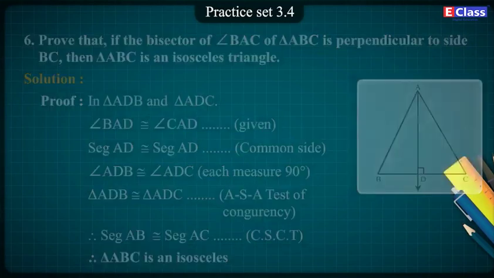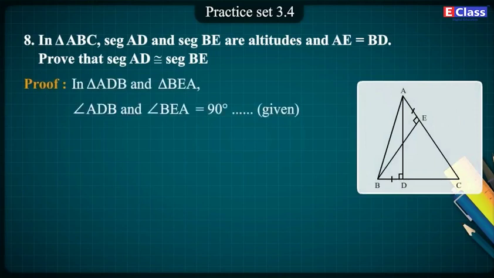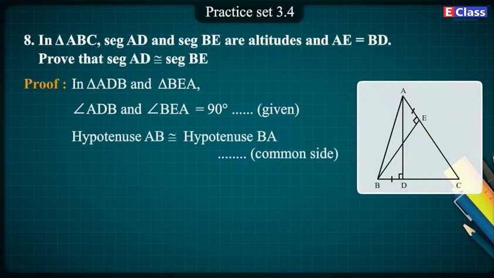Question number 8. In triangle ABC, segment AD and segment BE are altitudes, and AE is equal to BD. Prove that segment AD is congruent to segment BE. Proof. In triangle ADB and triangle BEA, angle ADB and angle BEA is equal to 90 degrees, which is given. Hypotenuse AB is congruent to hypotenuse BA, as it is the common side.